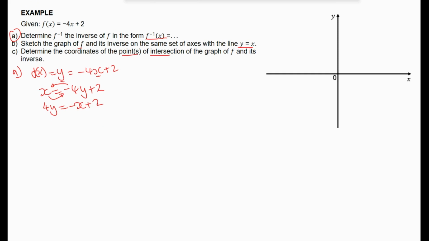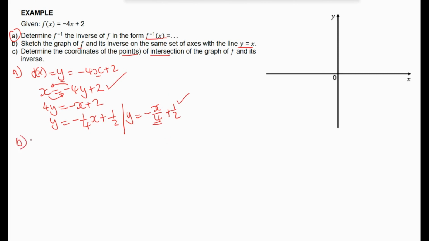Then we divide everything by what? By 4 to get y as the subject of the formula. So y = -1/4 x + 2/4. 2 over 4 is 1 over 2. Okay, you can write it like this: y = -x/4 + 1/2. That is still okay. This is just the same as -1/4 x. Right, so this is the equation of the inverse of f. We have this point where we interchanged x and y, and this point where we have y as the subject of the formula.